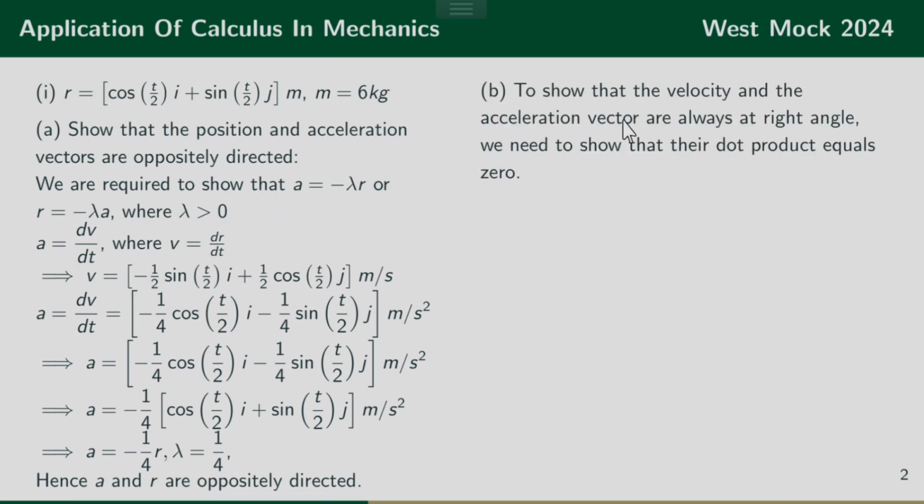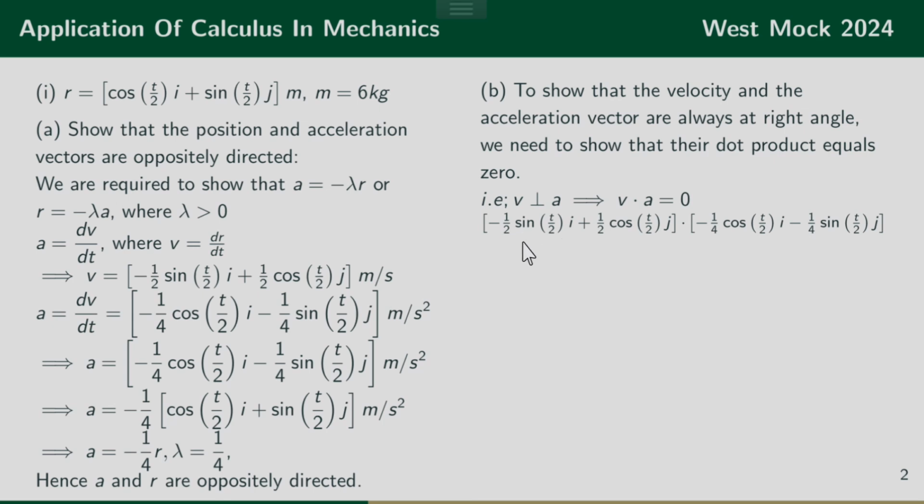Now, the B part: we are required to show that the velocity and the acceleration vectors are always at right angles. We need to show that their dot product equals 0. As easy as that. Two vectors are perpendicular when the dot product of those vectors gives you 0. So I will take the expression of the velocity and find the scalar product with that of the acceleration and then show that the result is 0.